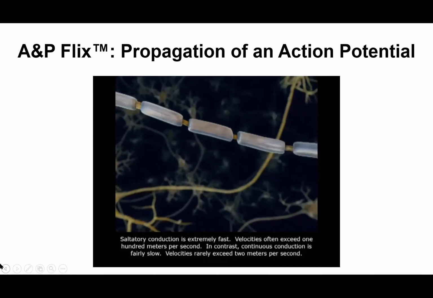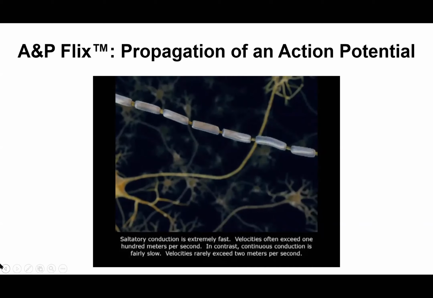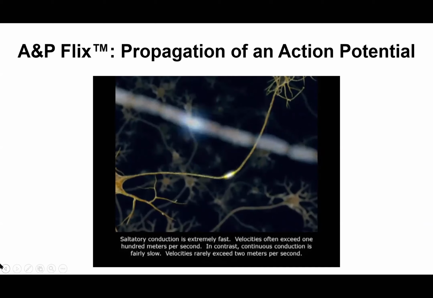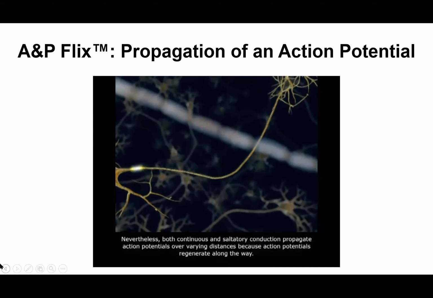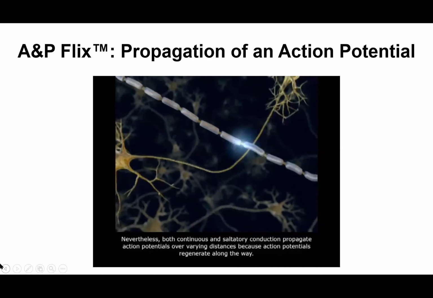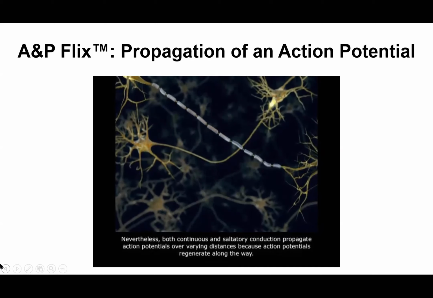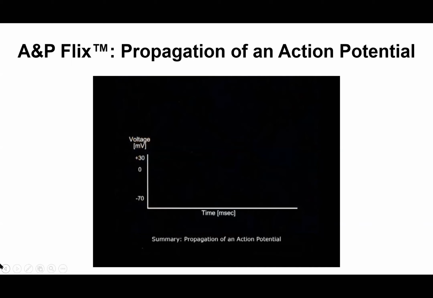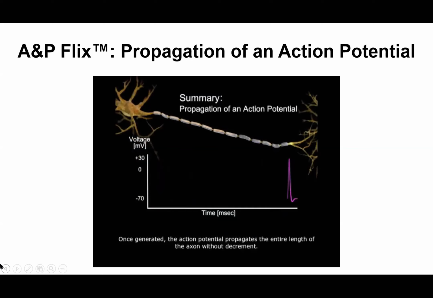Saltatory conduction is extremely fast. Velocities often exceed 100 meters per second. In contrast, continuous conduction is fairly slow. Velocities rarely exceed 2 meters per second. Nevertheless, both continuous and saltatory conduction propagate action potentials over varying distances because action potentials regenerate along the way. Summary: propagation of an action potential. Once generated, the action potential propagates the entire length of the axon without decrement.